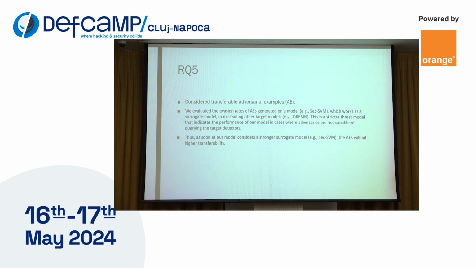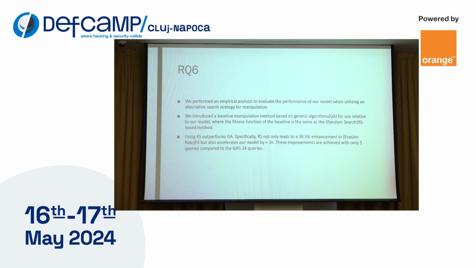Okay, we have ensured that our model is applicable to as many as possible of the adversarial models and antiviruses that are used, and it seems to be the case. And of course, I have mentioned this achievement. Mainly, research question 6 relates to the comparison between the genetic algorithm-based and the random search based approach. So it is an enhancement of on average 36.5% concerning the evasion rates, and an acceleration of the execution times by 3 times on average.